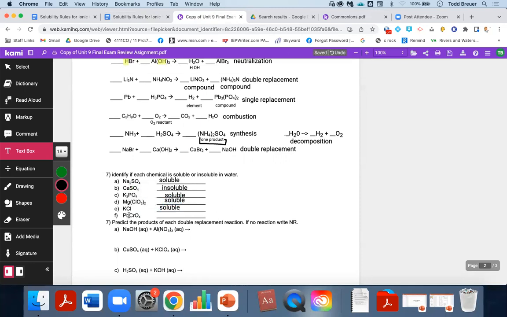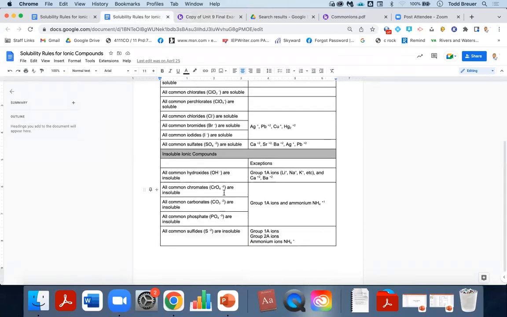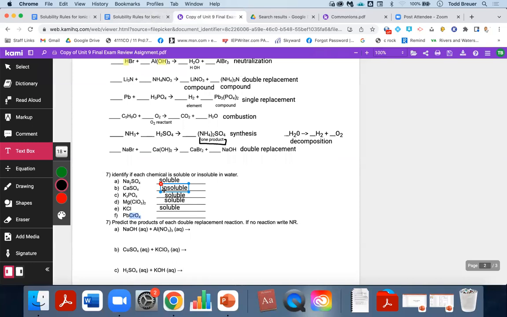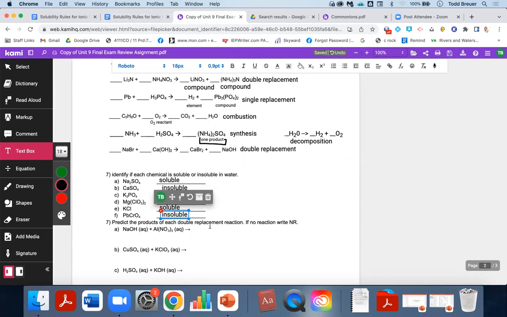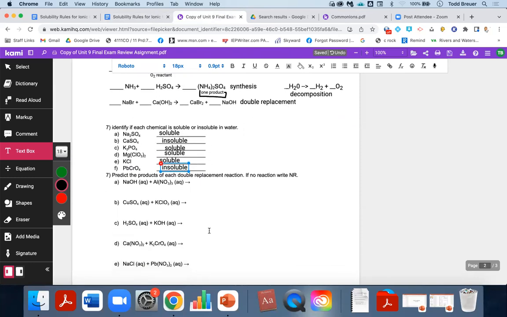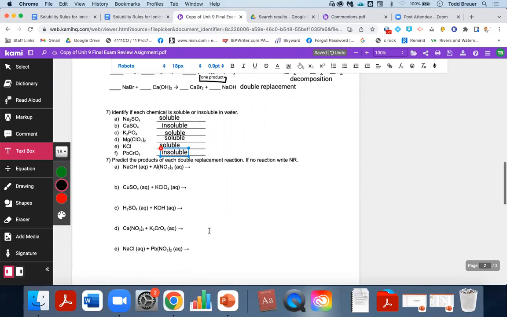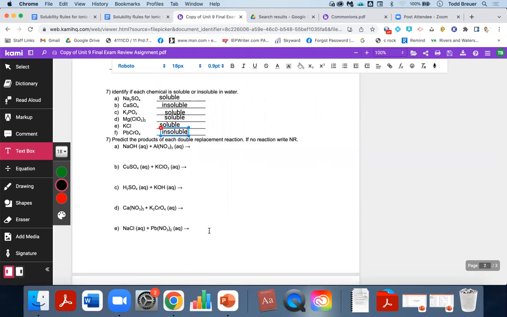And then lastly, there is a chromate, CrO4. Let's see what it says about chromates. All chromates are insoluble unless it's a group 1A ion or it's ammonium. Well, this example is not in group 1A. This is lead. So we know that this is not one of the exceptions. We call that insoluble. That solubility chart really helps us make predictions about products that would form.